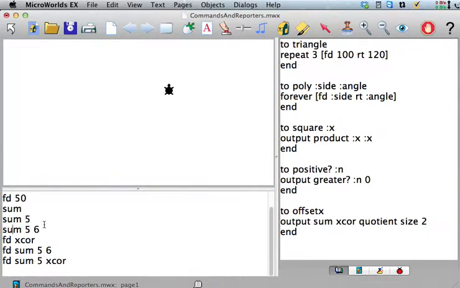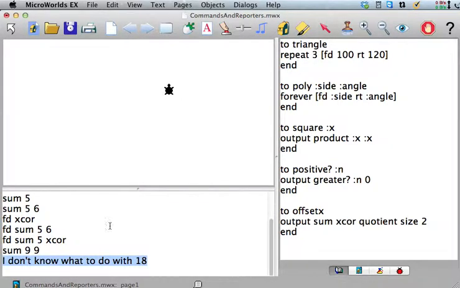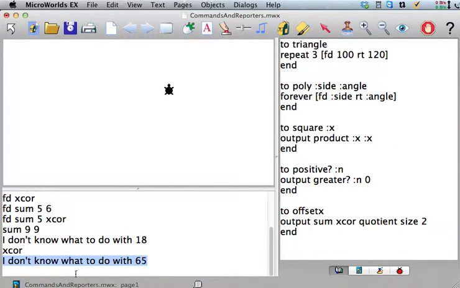And we saw that as soon as a reporter gets all of its inputs, it'll output the answer, but if you don't have a command in front of it, then it doesn't know what to do with the answer. And since xcor doesn't need any inputs, xcor immediately comes back with this "I don't know what to do with" message.